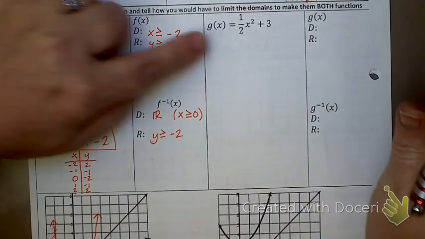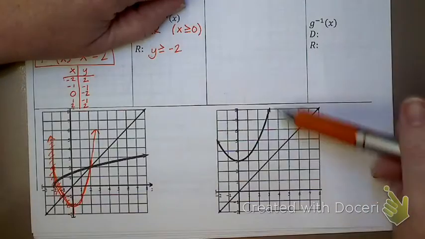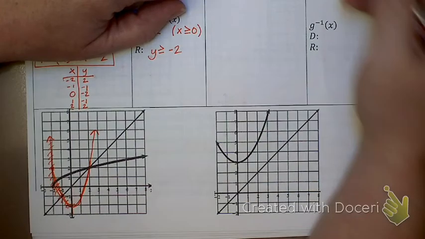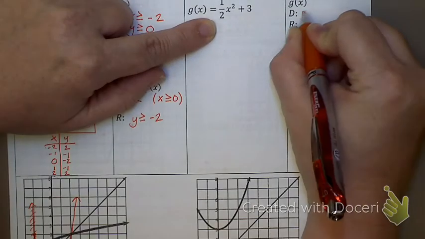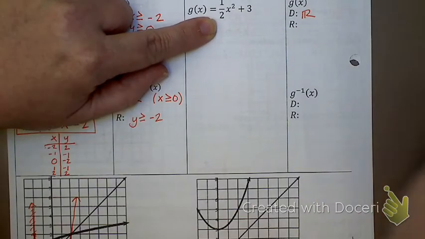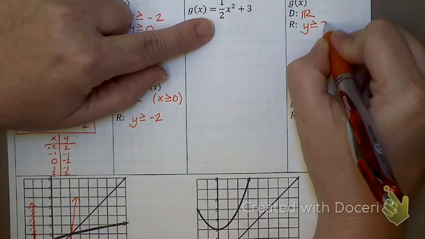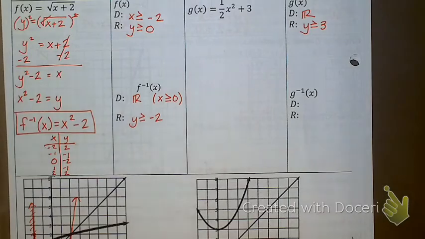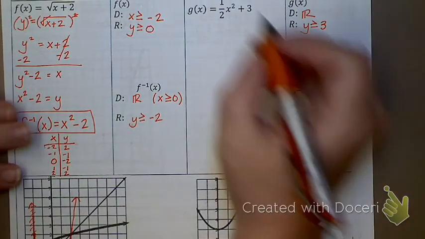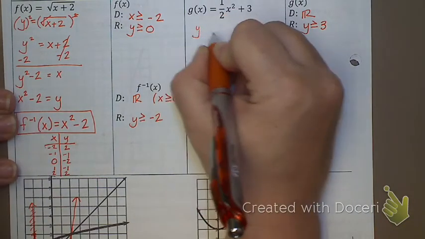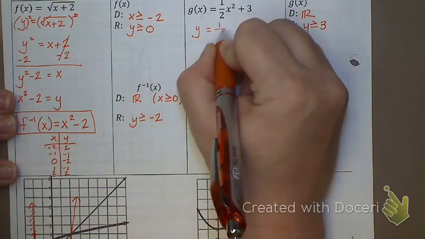All right. This one, we're starting off with a parabola. If you see the graph down here, what is the domain of that parabola? It is all real numbers. What is the range of that parabola? Well, that would be y is greater than or equal to 3. So let's go ahead and find our inverse. Change the g of x to a y.